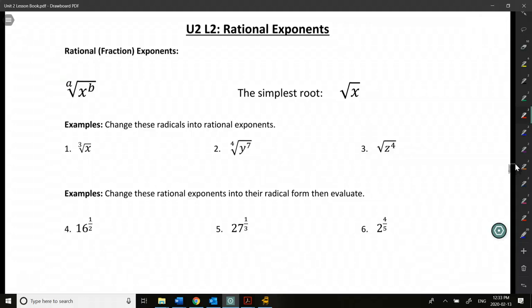So today we're going to learn about something called rational exponents. I'm just going to wait till everyone's ready here.